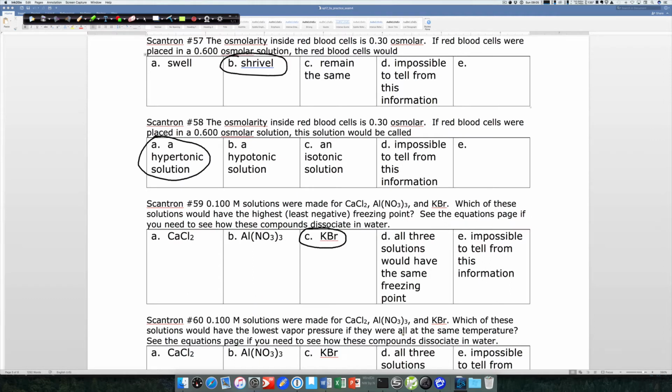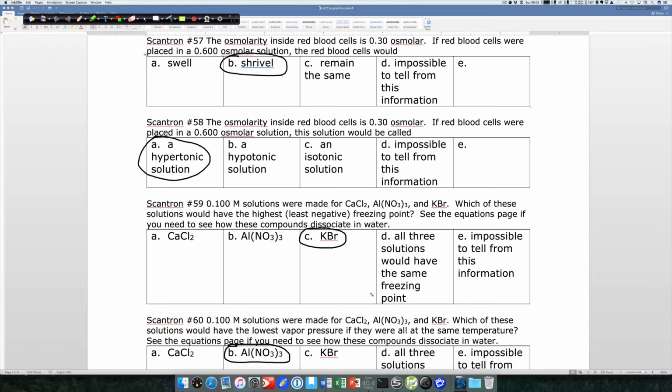0.1 molar solutions were made for all 3 of these things again. Which of these solutions would have the lowest vapor pressure if they were all at the same temperature? The lowest vapor pressure is going to be the one with the highest osmolarity, which is this one for sure. Because this one splits into 4 pieces, it's got the highest osmolarity, therefore the lowest vapor pressure of all of them.